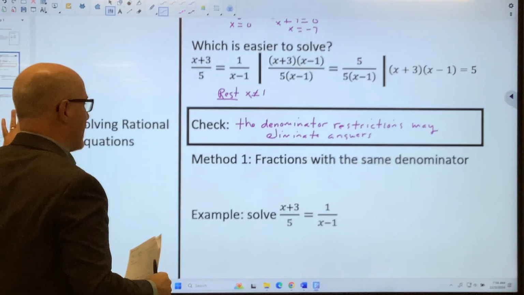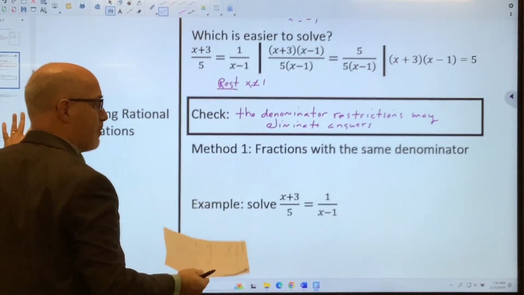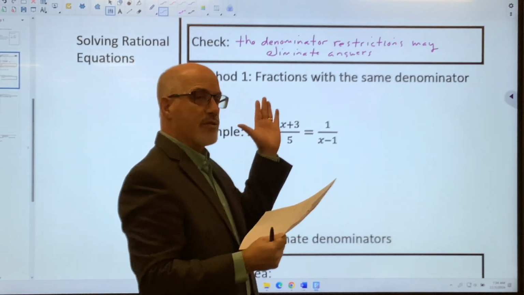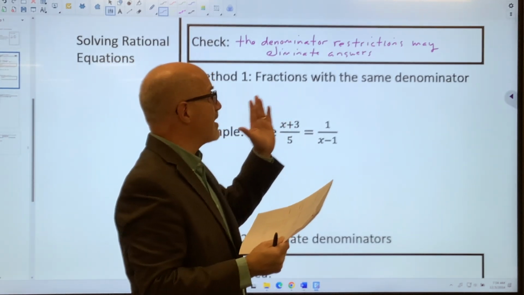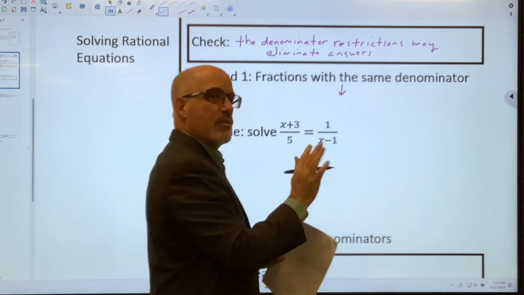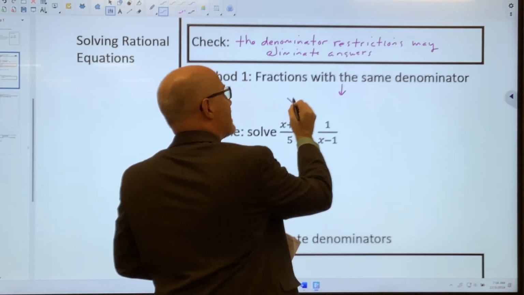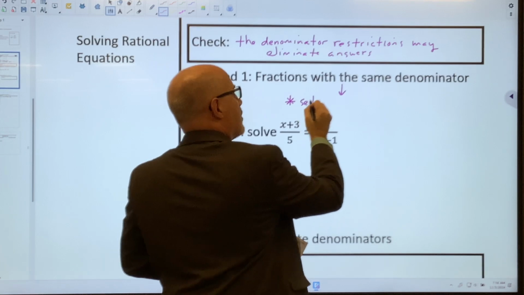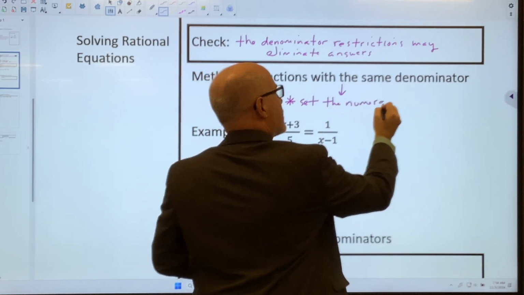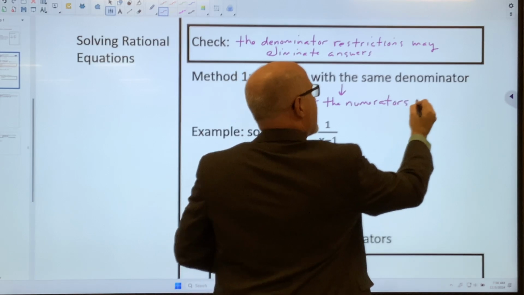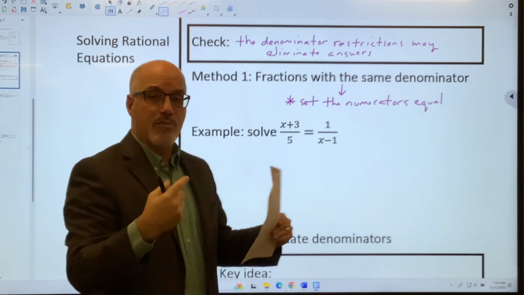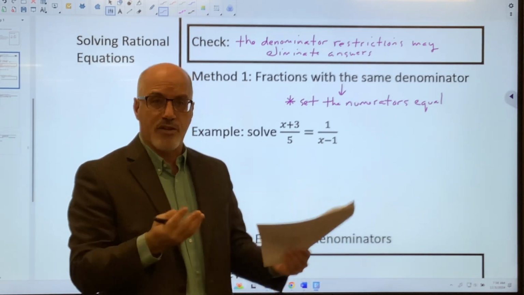So let's try doing this one. We're actually going to do this problem down here as an example. We're going to first look at a method where we get fractions with the same denominator. If you have an equation with fractions with the same denominator, you're going to set the numerators equal. That's the process for doing it this way. If you have the same denominator on both sides, then the numerators have to be equal because the fractions are equal.